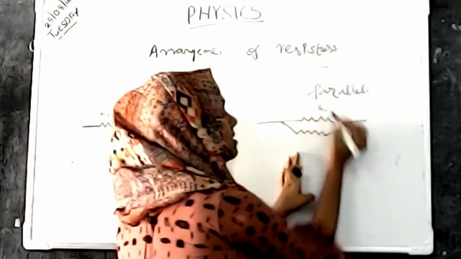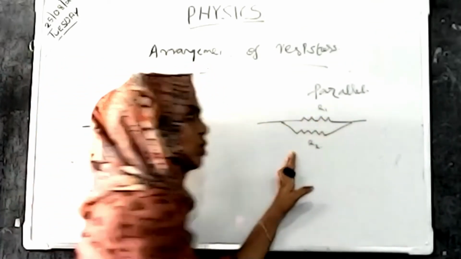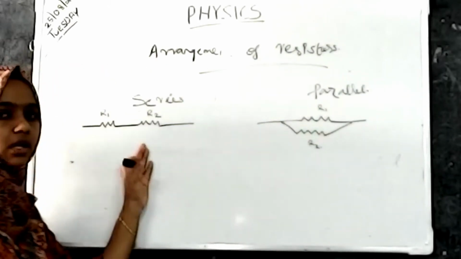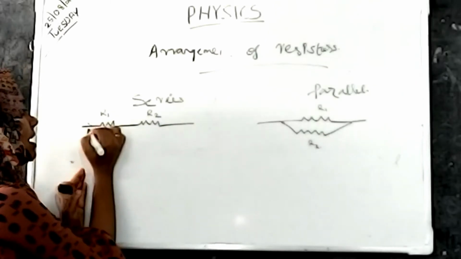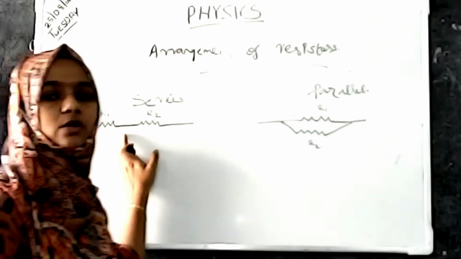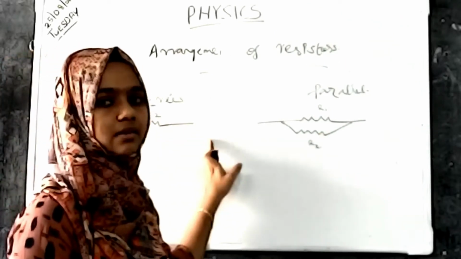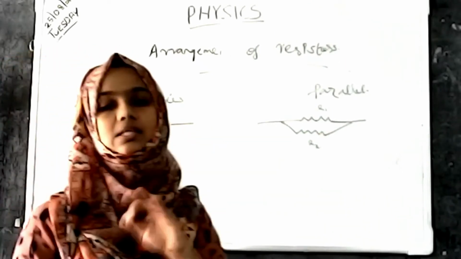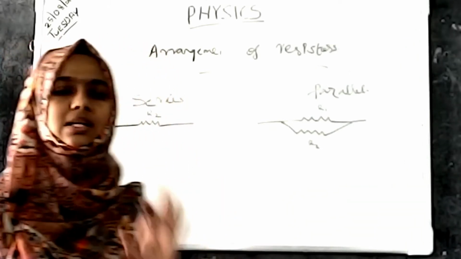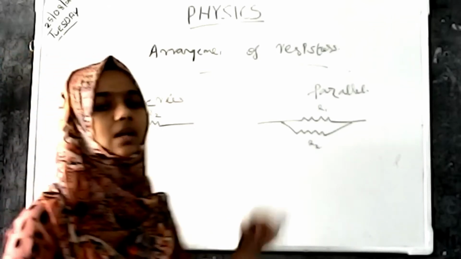This resistor is R1 and this is R2. When we apply current to this circuit, here the current is I and the same I is flowing through the first resistor and the second resistor. So here the current is the same through the two resistors. So here the current is I in resistor R1 and resistor R2.